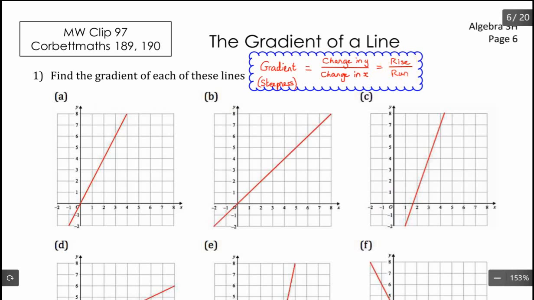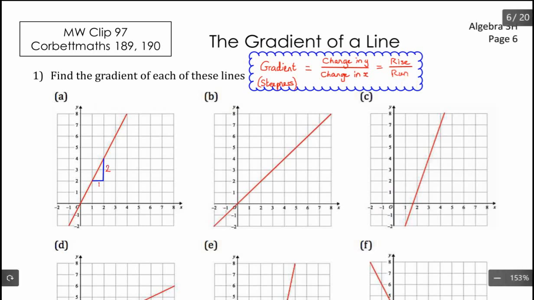You want to pick 2 points on your line which are nice ones, so they go through a corner of a square, so it's easy to count from. For example, there would be a good one. I could just go 1 across here, and I can see that I've gone 2 up, and I'm at another nice point. So I've created a little right angle triangle there, and that will just give me my run, which is 1. So my run is how far across I've gone.